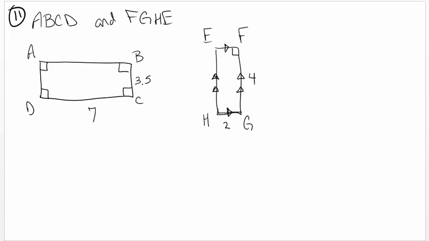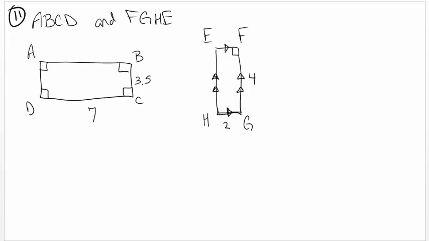Back to 8.3, number 11. Decide whether the quadrilaterals are similar and explain your reasoning. So they gave you the four pictures, and number 11 talks about quadrilateral ABCD and quadrilateral FGHE. So I have those figures drawn. What we're going to look at is whether they're similar. They should have congruent angles and proportional sides.